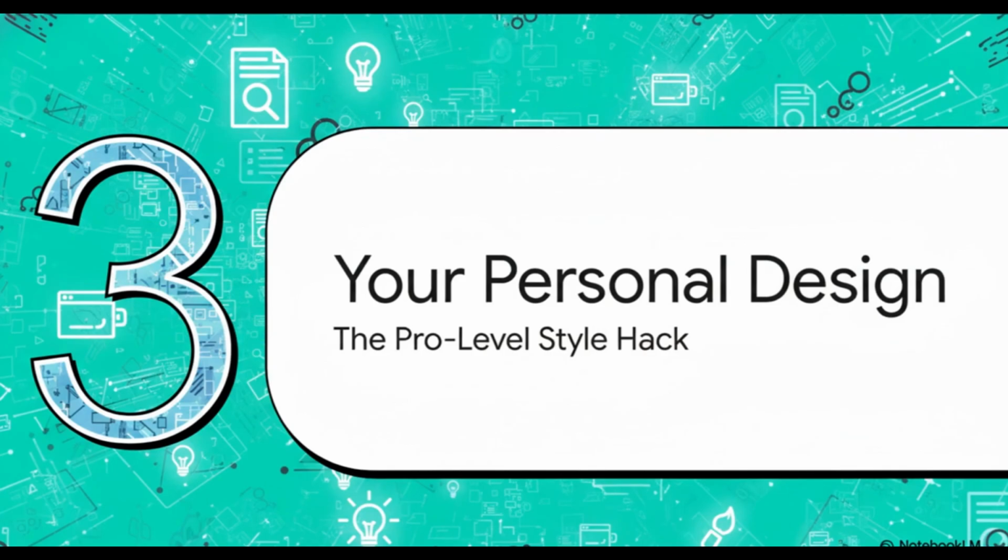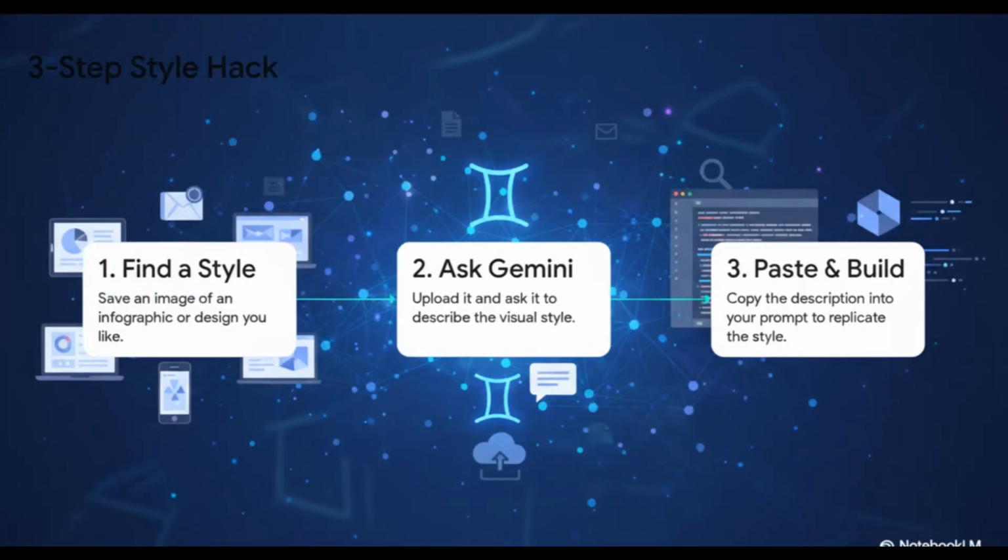So we can create these incredible functional things. But how do we solve that original problem from the Reddit user, the whole generic design thing? How do you make sure the output looks like you or like your brand? Well, this is the pro-level hack that gives you infinite control over the visual style. And it's a simple 3-step process.